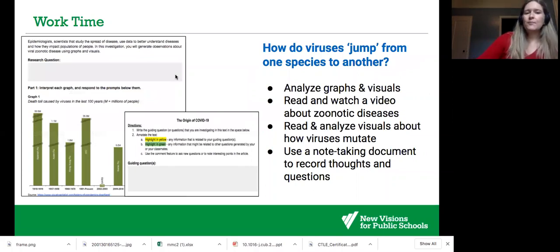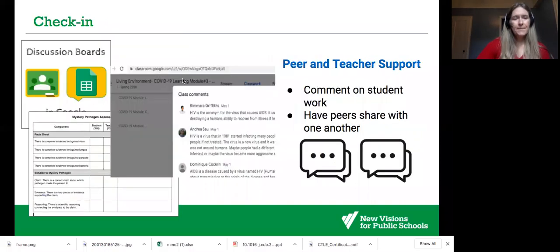Then we go into the work time, where there are two tasks that students work on. One is an investigation, where students look at graphs and some data and visuals about zoonotic diseases, surfacing again more ideas and thoughts. And then they launch into looking at some texts and videos and visuals that help explain how viruses jump from one organism to another. They have a note taker where they annotate their text, and then fill in information that responds to some of the questions they had at the beginning of the unit. Then there's time for check-in.